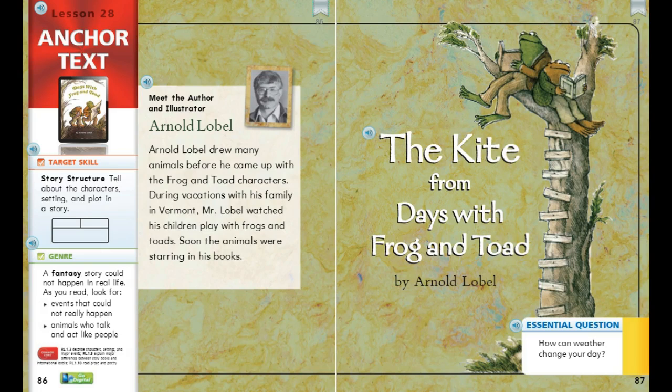On the side of page 86, you see that graphic organizer for story structure with our characters, plot, and the setting. This is a fantasy story, something that could not happen in real life. So you're going to look for events that could not really happen and animals who talk and act like people. Let's look at our essential question. How can weather change your day?